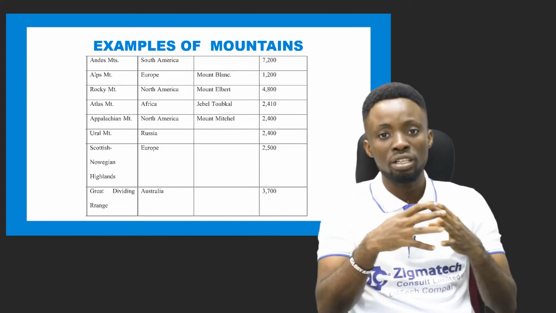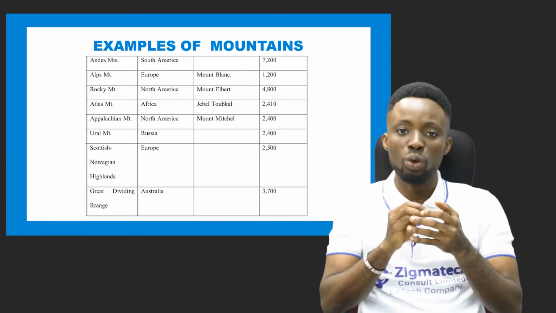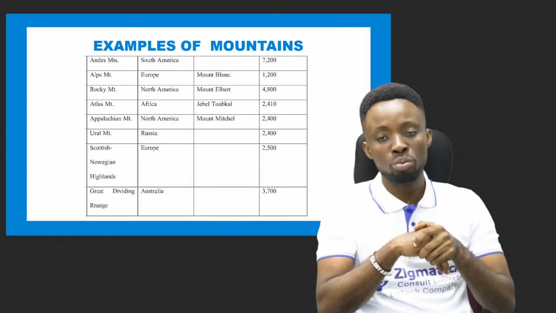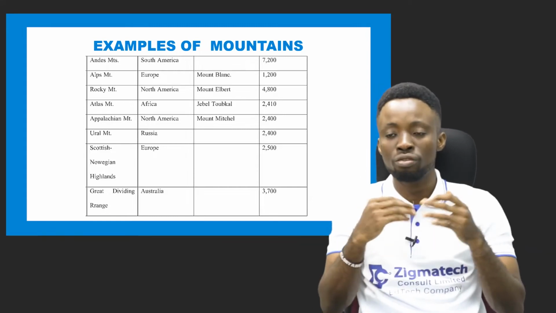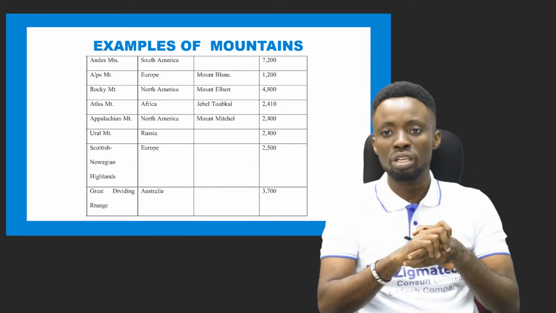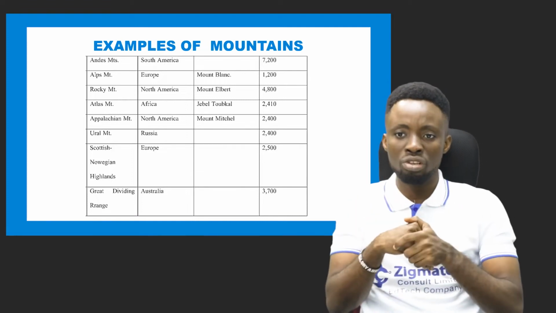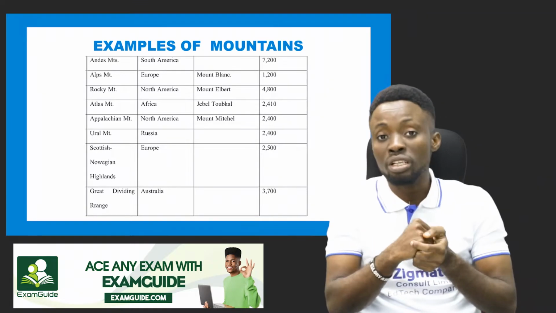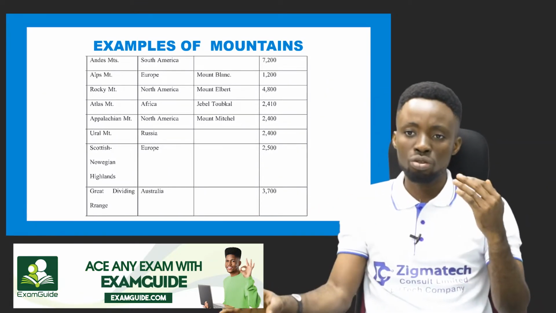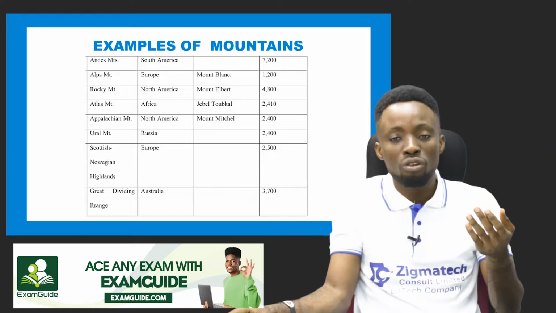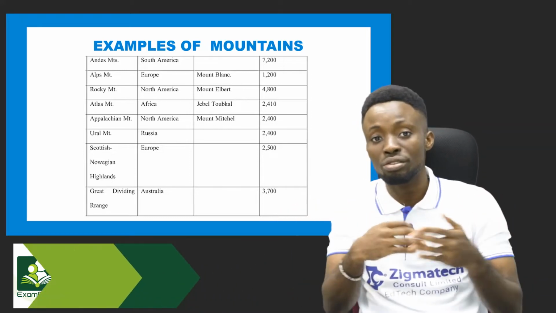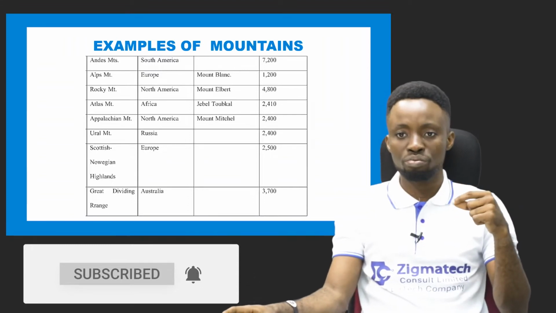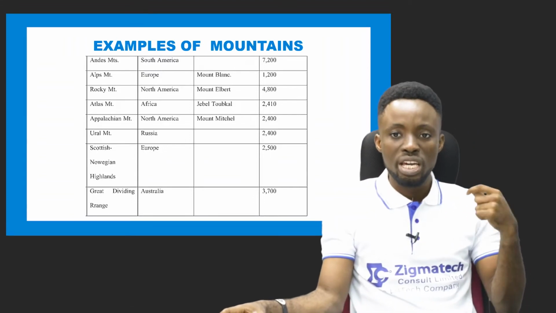Then in Africa, and Morocco to be precise, we have the Atlas Mountain, which is somewhere in Jebel Toubkal, and it has a height of 2,410 meters. Then if you go to Australia, there is the Great Dividing Range, which is 3,700 meters in elevation. And also in Russia, we have the Ural Mountain, which is about 2,400 meters high. So these are some of the mountains we have.